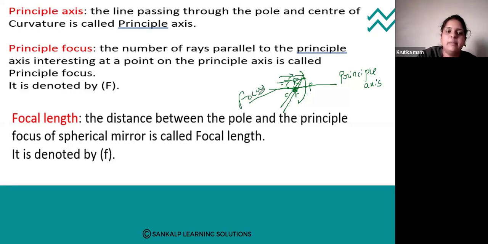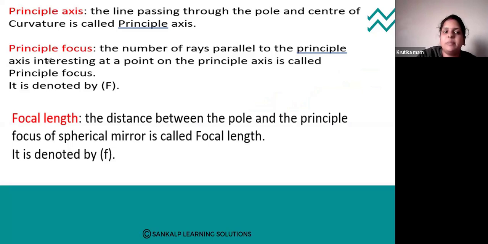So how to define the focus? A number of rays parallel to the principal axis intersect at a point on the principal axis after reflection. So after reflection, the light rays meet at one particular point on the principal axis. That point we call the principal focus.